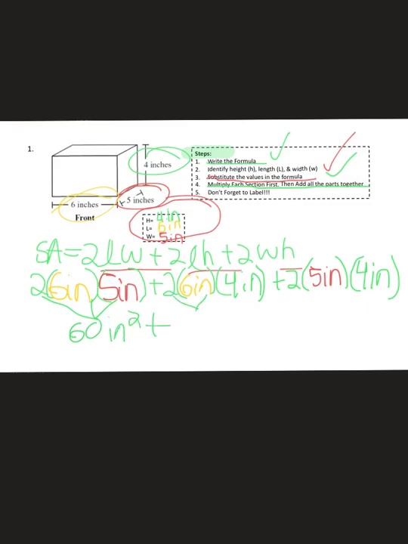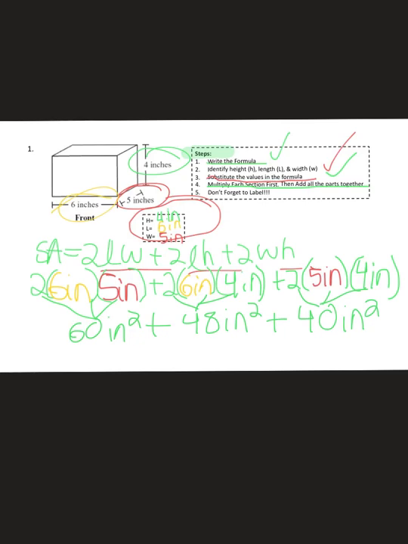And then what's 2 times 6 times 4? That gives us 48 inches squared. Again, we're dealing with area, and we're adding. Don't forget your plus signs. And then what's 2 times 5 times 4? That is going to give us 40 inches squared. You could plug all of that into your calculator if you need to.